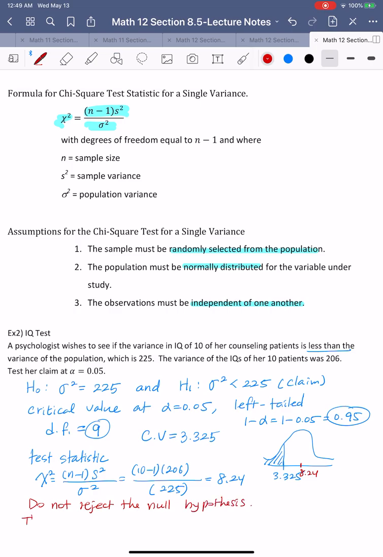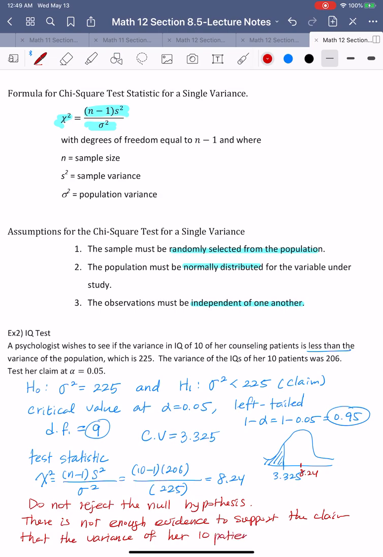The conclusion is there is not enough evidence to support the claim that the variance of her 10 patients is less than 225. All right, let's look at the next questions.